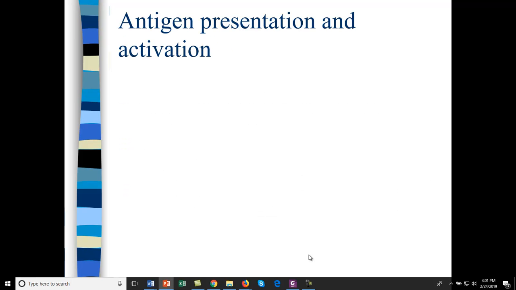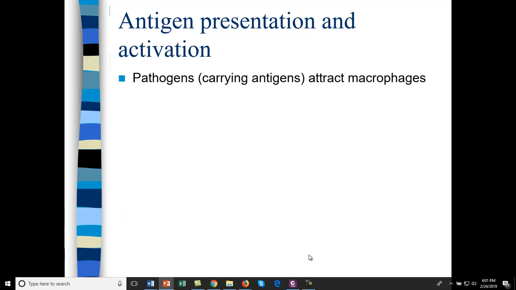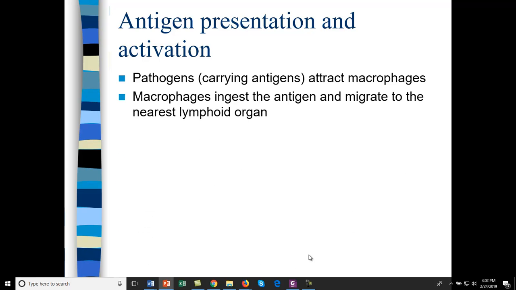Okay. And in order to elicit a specific immune response, first you have antigen presentation. Remember, antigens are the molecules on pathogens. So we first have to somehow present those antigens in order to activate T cells and B cells. So pathogens, those are the bad guys. They carry antigens, those are the cell surface molecules, and they attract macrophages. Macrophages are the Pac-Men that eat the bad guys.